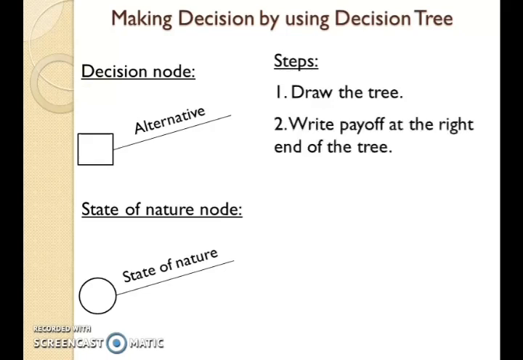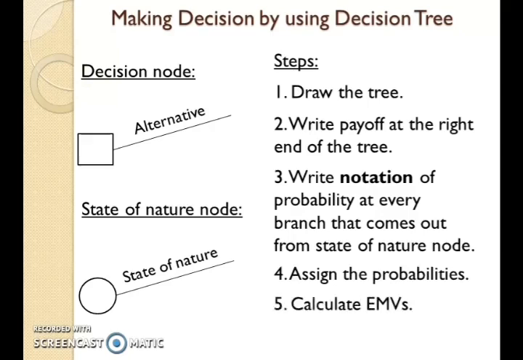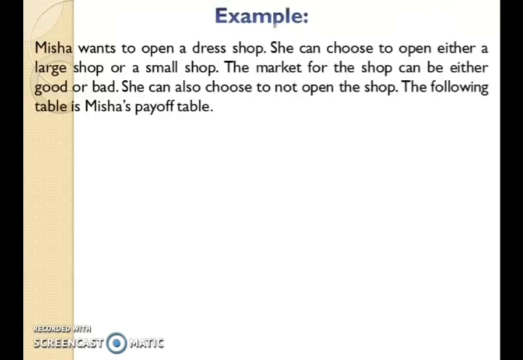To make a decision by using a decision tree, first we need to draw the tree. Second, we need to write the payoff at the right end of the tree. Next, we need to write the notation of probability at every branch that comes out from a state of nature node. After that, we need to assign the probabilities and then calculate EMVs, and finally, we need to make a decision. Let's look at an example.